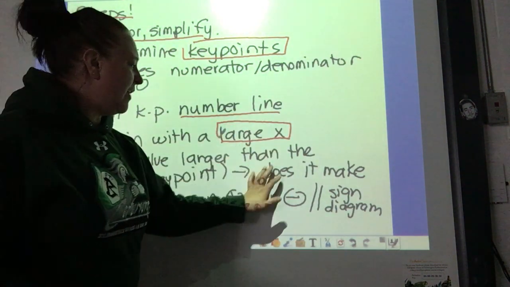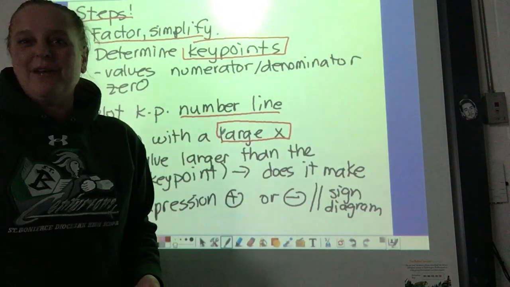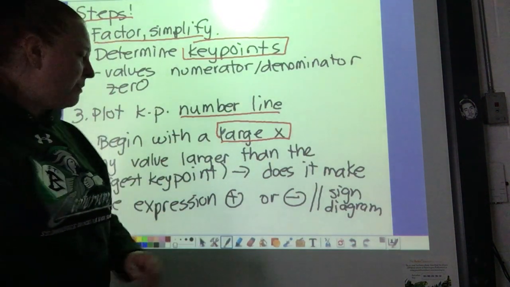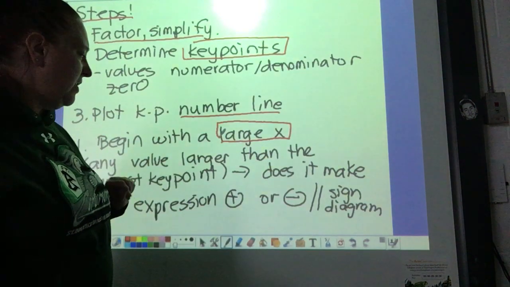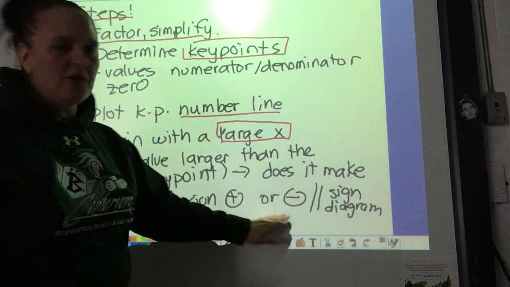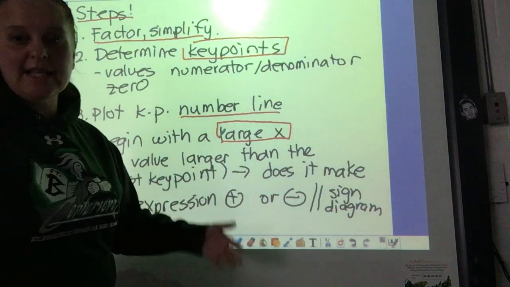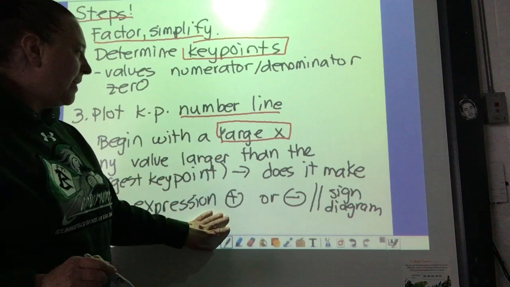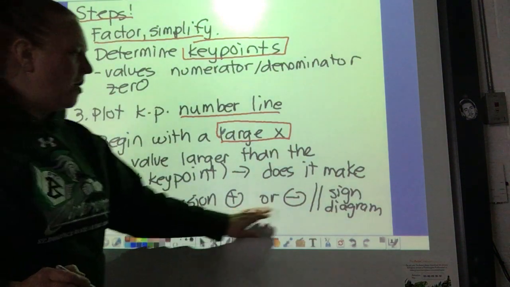And then you run that value through your expression. Now the good news is we don't have to actually calculate. We don't have to figure out what the value is. We don't need to know the number, we just need to know the sign. When you run that large X through the expression, will it make the expression positive or negative? So you don't need the actual number, just the sign, because it's called a sign diagram. We're not actually graphing, just getting the sign diagram. So if you run it through, it'll either make the expression positive or negative.